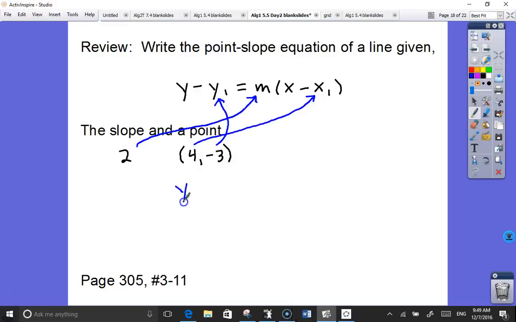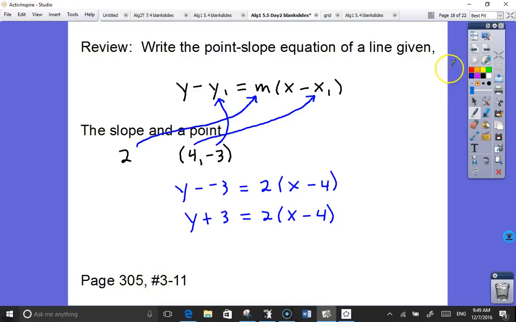And if I just show it exactly like that, y minus negative 3, that's substituting exactly what you've been given, 2 times x minus 4. But you should take one step to simplify that. What would it be? Minus a negative is plus. y plus 3 equals 2 times x minus 4. Now, don't distribute, right? It wouldn't be point-slope if you start simplifying things. Point-slope is parentheses x minus x1. So that's the most simplifying to do. Again, that would be page 305, 3 through 11. Remember the odd numbers, you could check your answers.